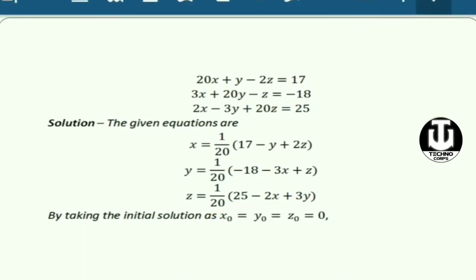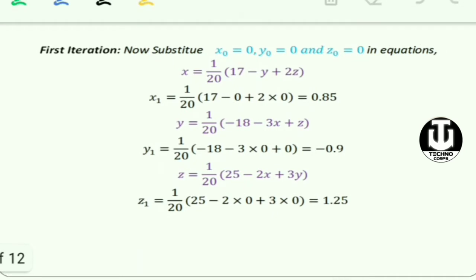Okay, so now we move to the first iteration. I am taking the values x0, y0, z0 as 0, right? So I am going for the first iteration. These are the three equations I have mentioned. What is the x1 value? We are keeping the y and z values as 0, that is y0 and z0. So we got this as the x1 value.